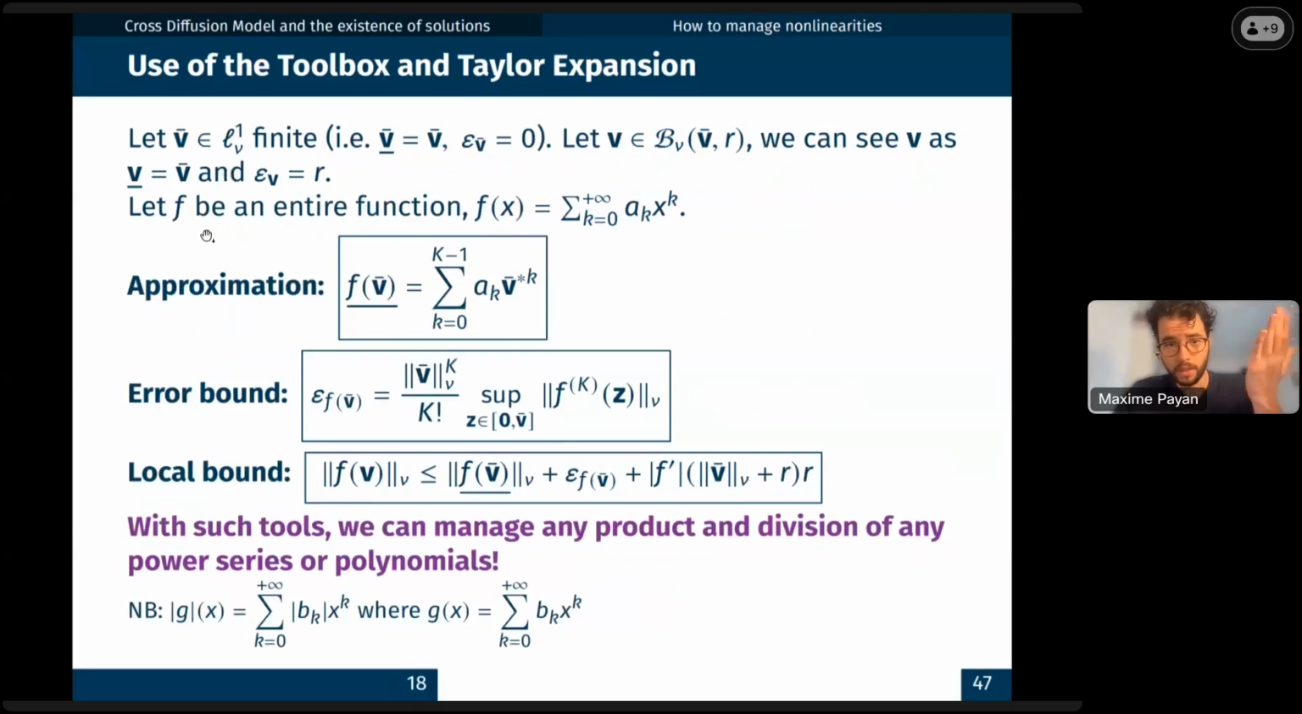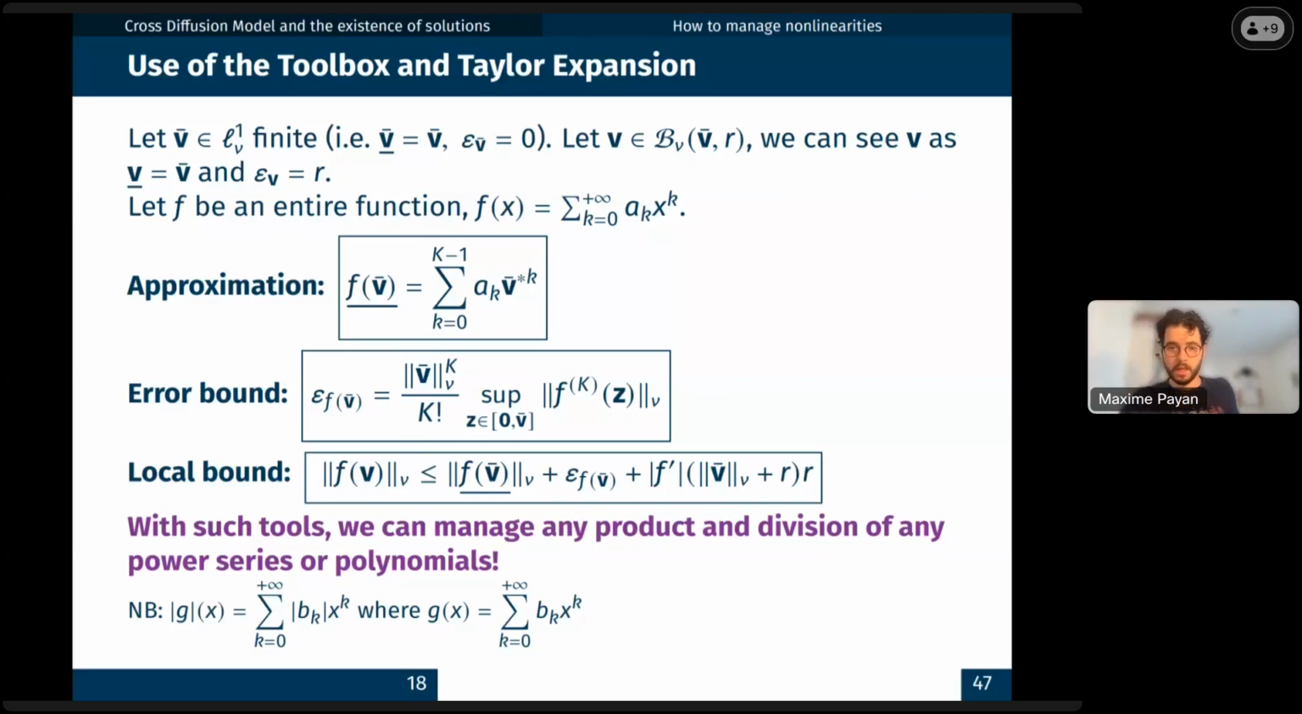If we have an analytic expression of a function, an entire function, we can truncate it, and we sum, etc. And by the Taylor inequalities, we can find the error bound, and with also a little Taylor expansion at order 2, we get this local bound. And then with such tools, we can manage any product and division of power series or polynomials.